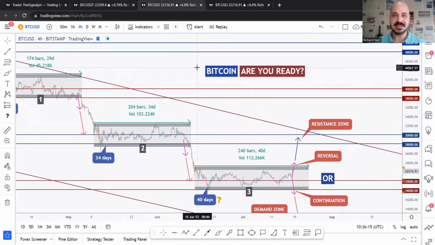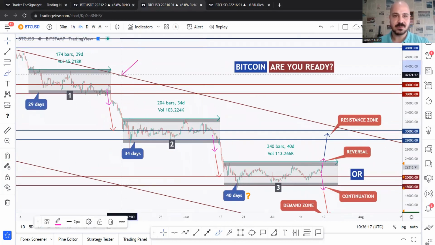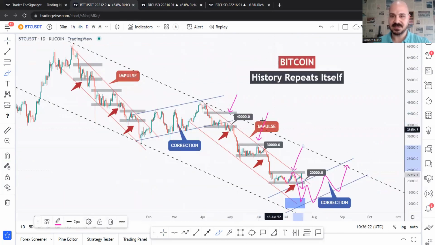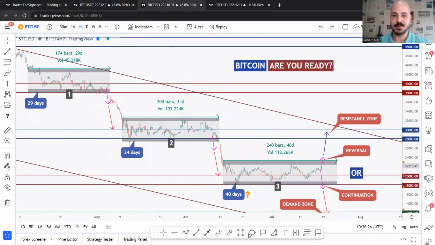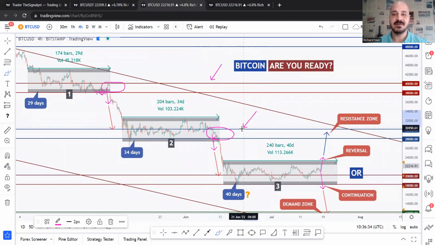So here are the three phases, 1, 2, and 3, and we are currently in the third one. We can see that the first one happens to be around the 38, 40K support. The second one happens to be around the 28, 30K. So 40K, 30K, and we are currently around 20K. It happens to be around support areas, in terms of a 10K difference.